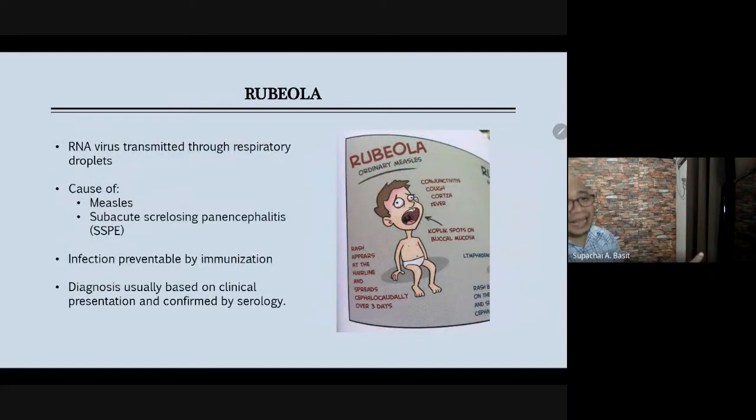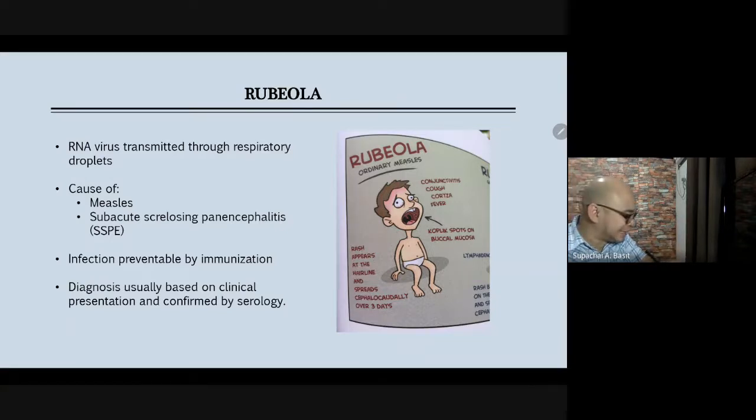Okay, rubeola. Rubeola is the etiologic agent of measles, which is different from German measles. German measles is caused by rubella, okay? Measles is another RNA virus transmitted through respiratory droplets. Do you know that measles itself is actually not as severe or grave as its consequence? The complication of having measles is actually more fatal.